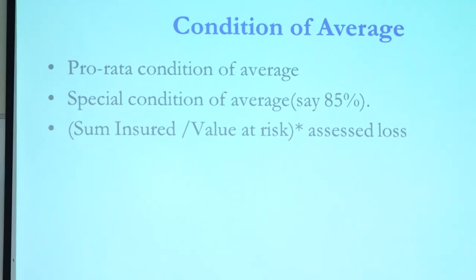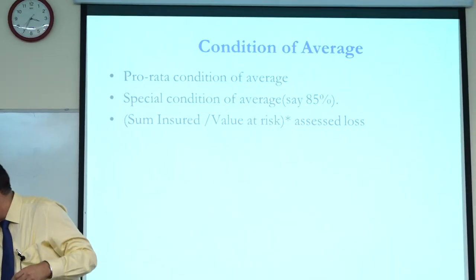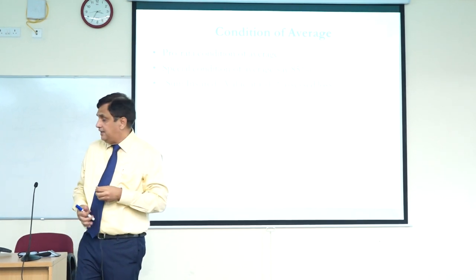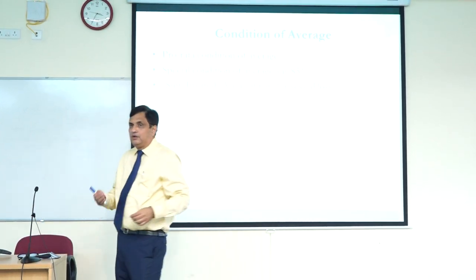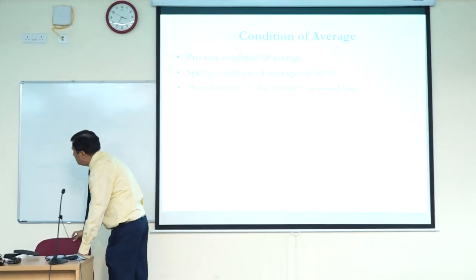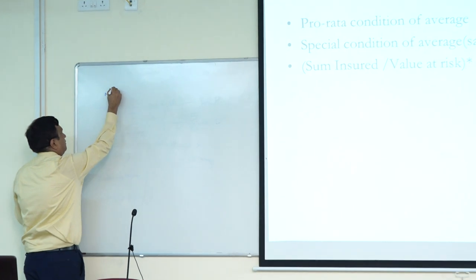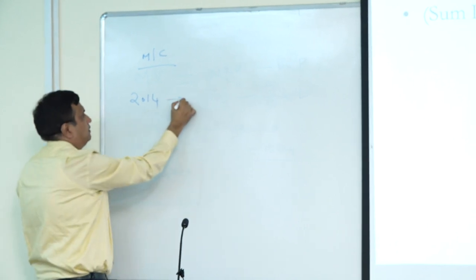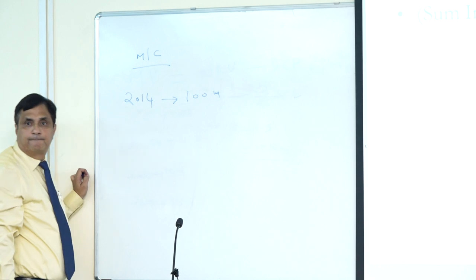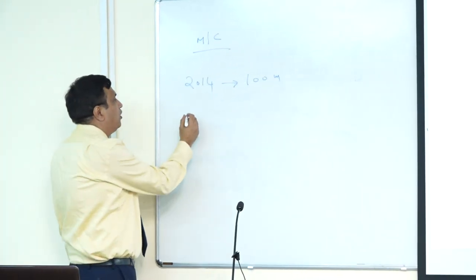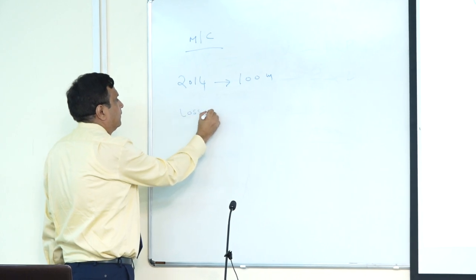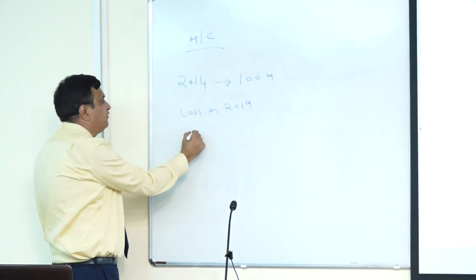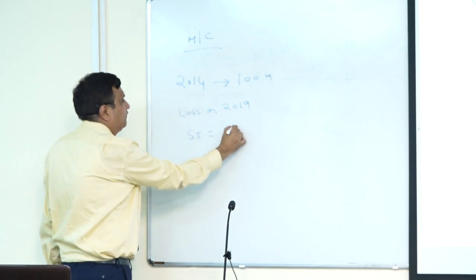Next thing is, how do you arrive at the claim? Now let us look at a particular claim. I'll give you an example of a possible problem that can come in an examination also, wherein just take a case of a machine. It was bought in 2014 for 100 million. The loss took place in 2019. The sum insured of this machine was taken as 150 million.